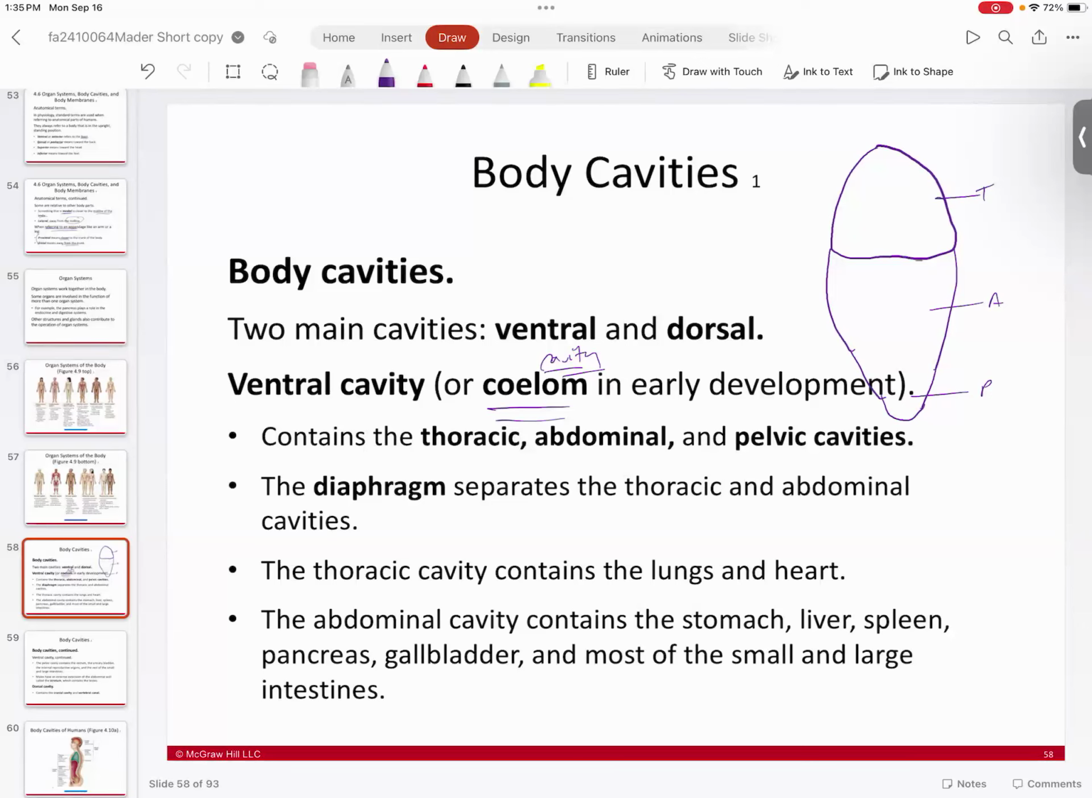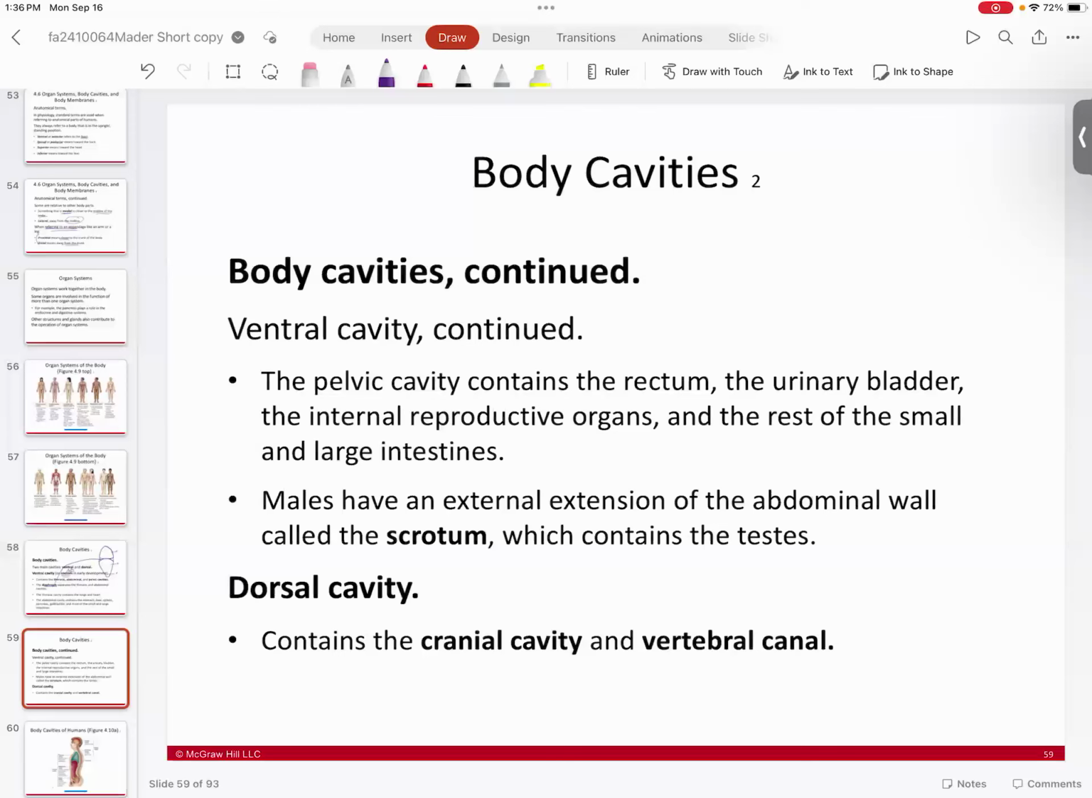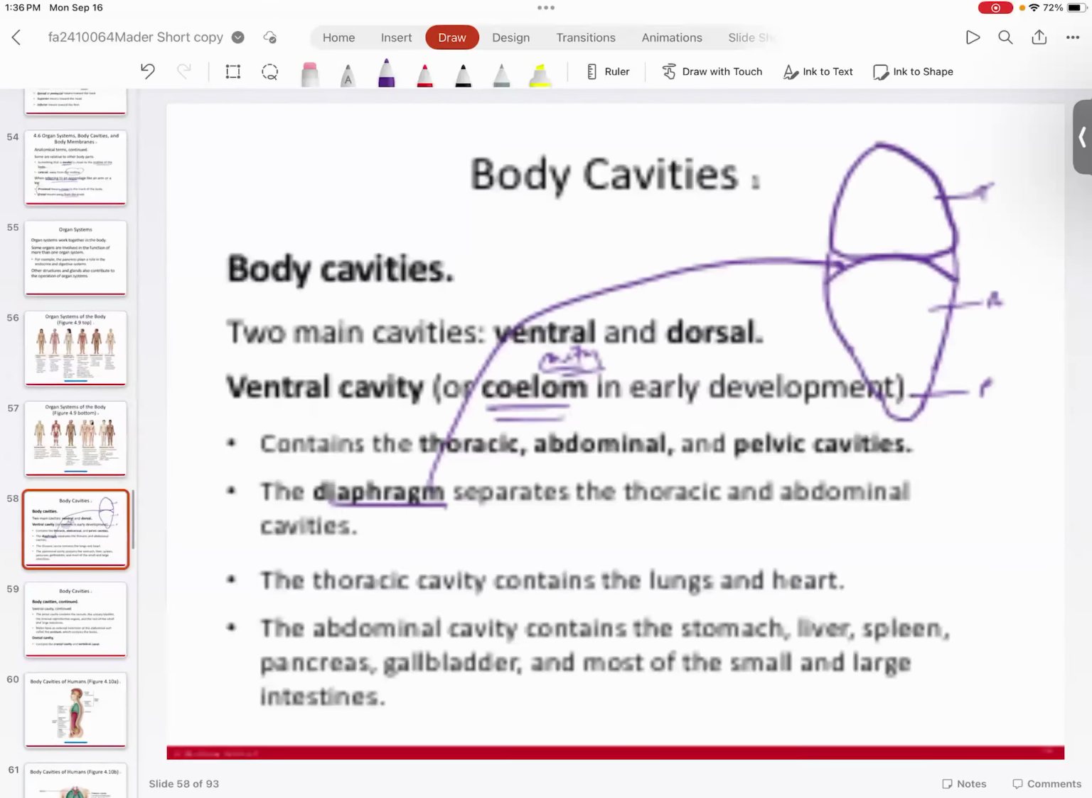Separating the thoracic from the abdominal is the diaphragm. The diaphragm is basically the boundary that separates these two. In the thoracic cavity, you have the lungs and the heart and the esophagus and the trachea. In the abdominal cavity, you have all your digestive organs, your kidneys, and things like that. In the pelvic cavity, you have your reproductive organs.